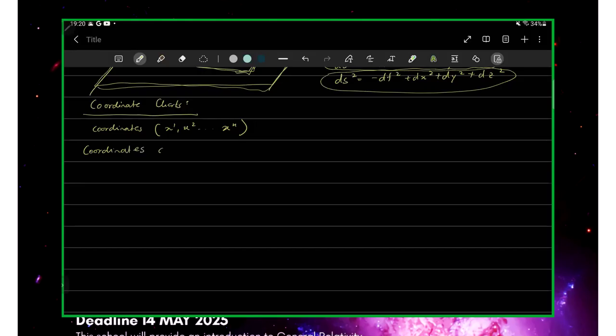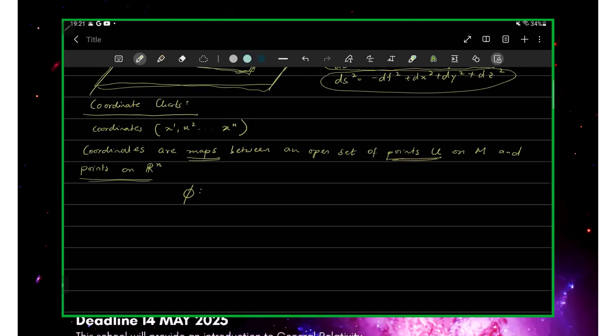So coordinates are maps between an open set of points U on M and points on Rn, where I define a map, which is this map that is between the set of points U on M and points on Rn, where this map is the following. So it takes points from U to Rn.